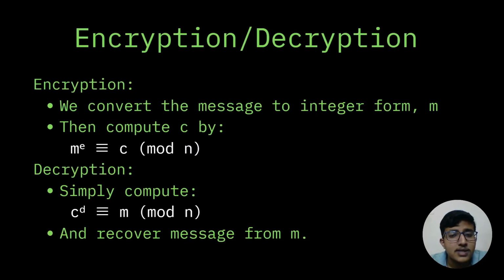Now, for the encryption and decryption part, it is pretty simple. We convert our message, which by the way can be anything, to integer form m. We then compute c such that m to the power of e and c are congruent modulo n. We now have the ciphertext c, and to decrypt we just find a number d such that c to the power of d is congruent to m modulo n, and then we recover the message from m.